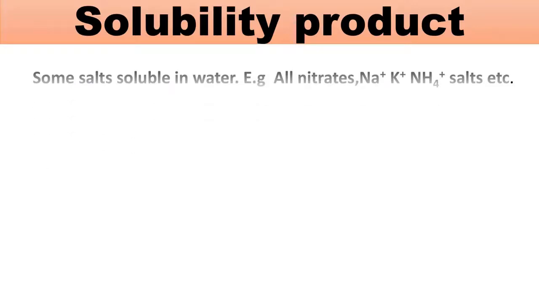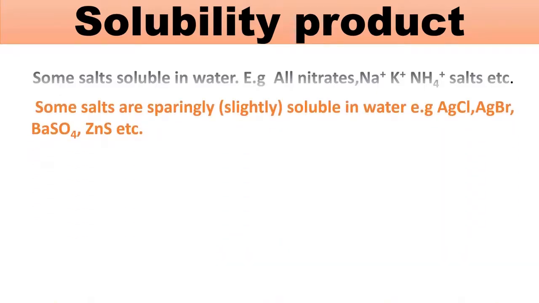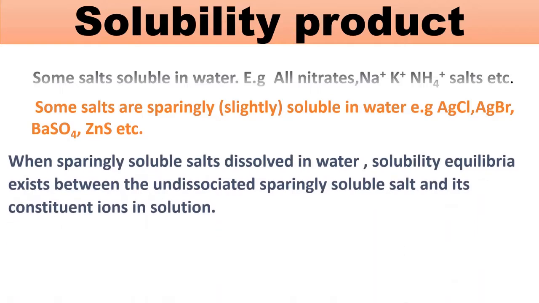The salts are categorized into two types. One is soluble and another one is insoluble. In organic chemistry, we can simply classify it as soluble or insoluble. But in physical chemistry, the salts are categorized as soluble salts and sparingly or slightly soluble salts. Some soluble salt examples are nitrates and sodium, potassium, ammonium salts, etc. Examples of sparingly soluble salts are silver chloride, silver bromide, barium sulfide, zinc sulfide, etc.